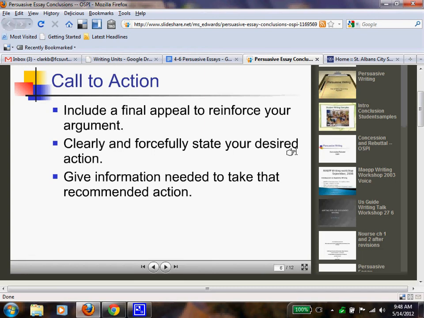ideas down for yourself. In a call to action, you include a final appeal to reinforce your argument. You clearly and forcefully state your desired action, what you really want to happen, and then give information needed to take that recommended action.